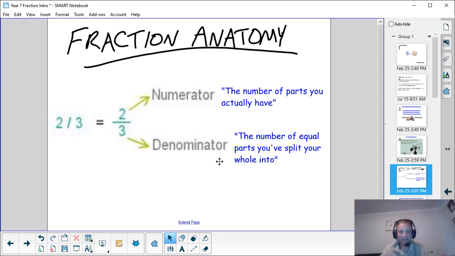The denominator is the most important part, and that's always where you start, because the denominator tells you how many equal parts you split your whole into.